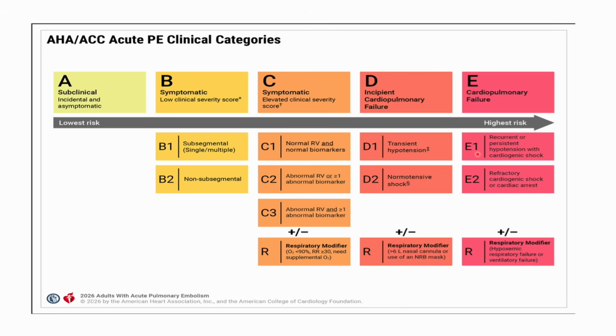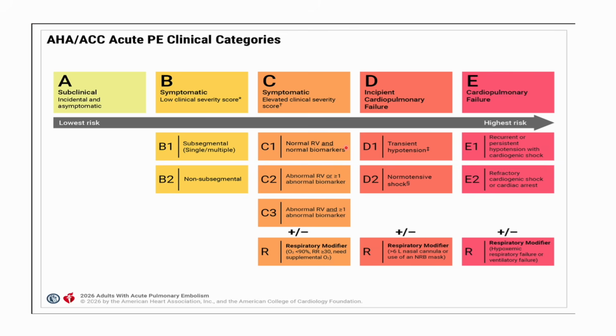For patients in profound cardiopulmonary failure, the two categories are E1, with recurrent or persistent hypotension with cardiogenic shock, and E2, refractory cardiogenic shock or cardiac arrest. And here the modifier is hypoxemic respiratory failure or patient on ventilator. Don't worry, we'll be talking about all these terminologies in our subsequent slides.